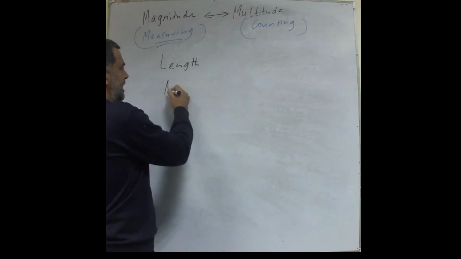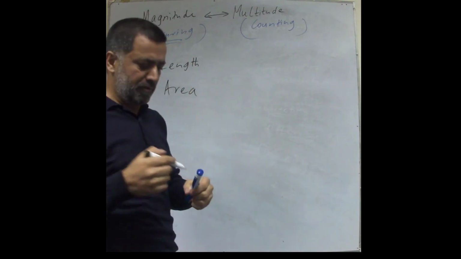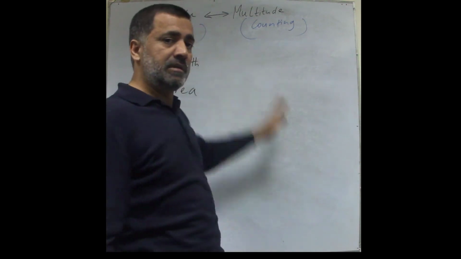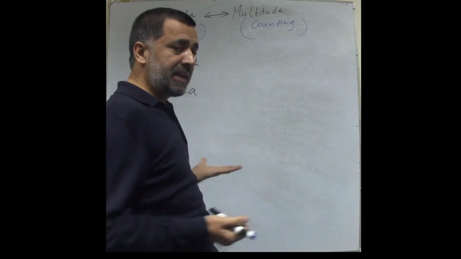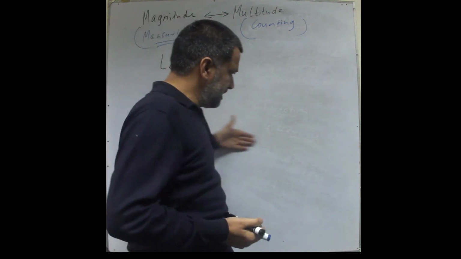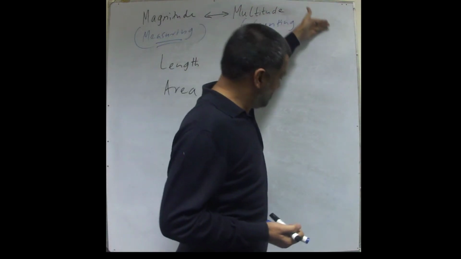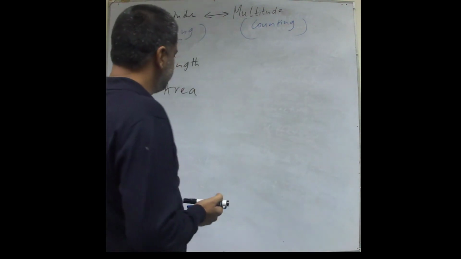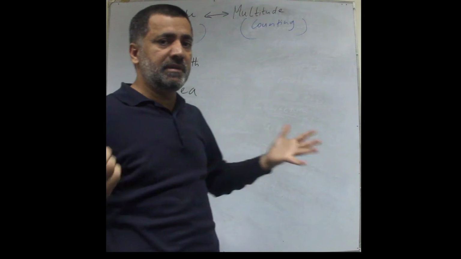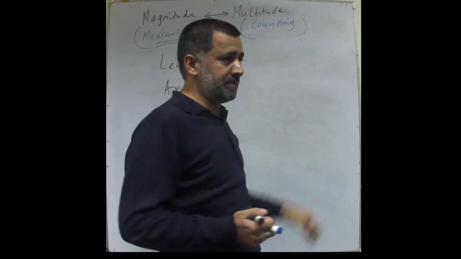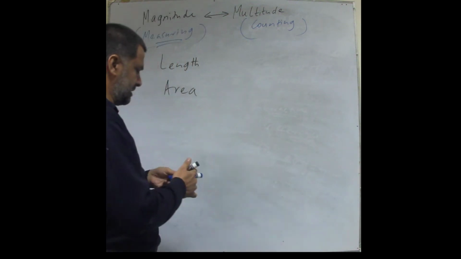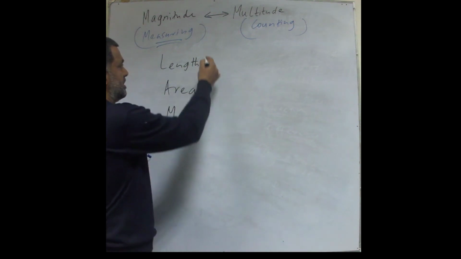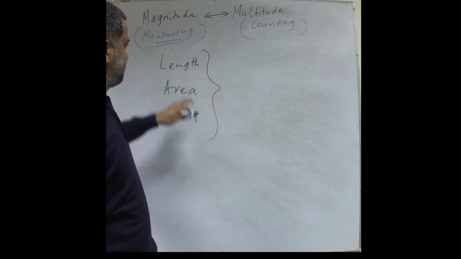Or area. For example, if I want to know how large this board is, if I want to know how much I can write, it's not just the length, but also the height. So the area is a measure of the size. And there are other things, for example, mass.